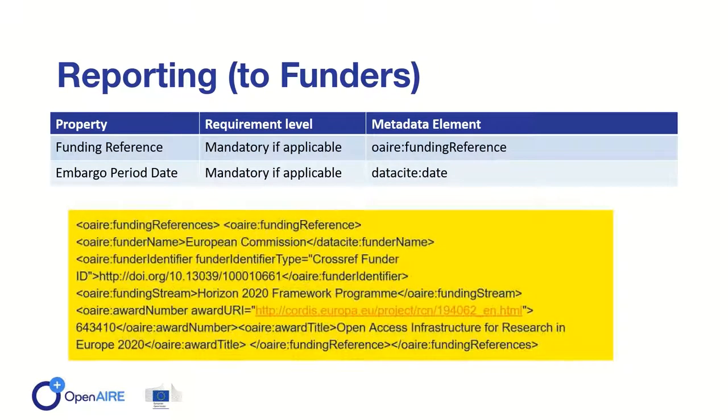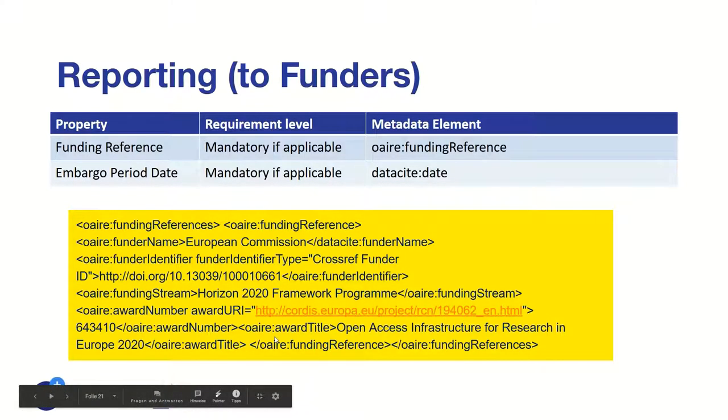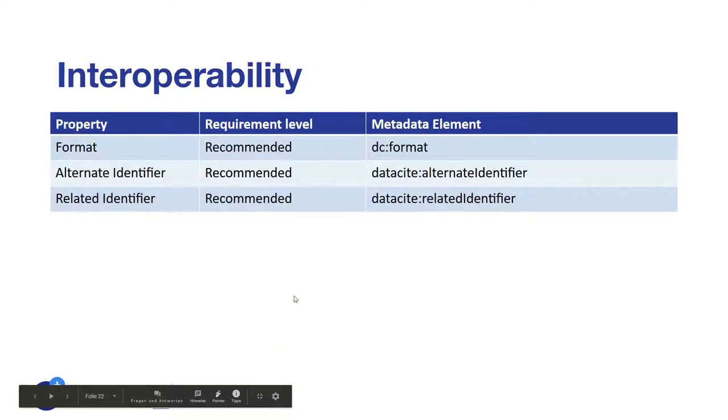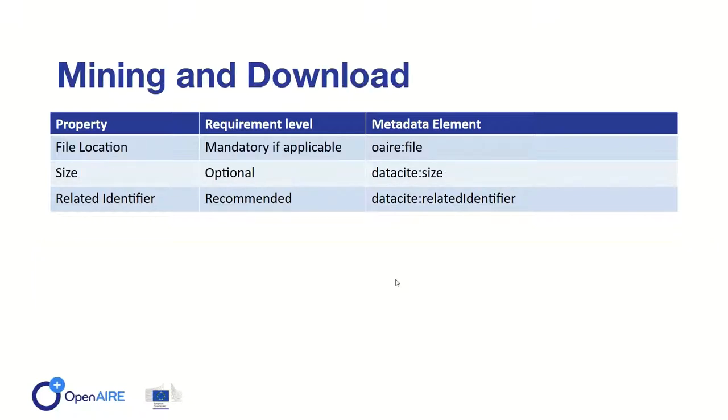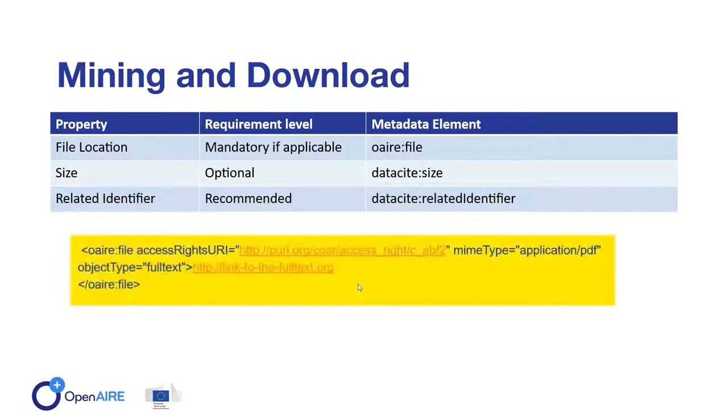For reporting, we have funder references and embargo periods. Here, a short example for interoperability. We have alternate identifiers. In the example, it's an alternative identifier in the URL, and you give some URLs in these ones. So for mining and downloading of full text, if the full text is available, there is an OpenAIRE file with access rights, mime type, object type as attributes, and the link of the full text.